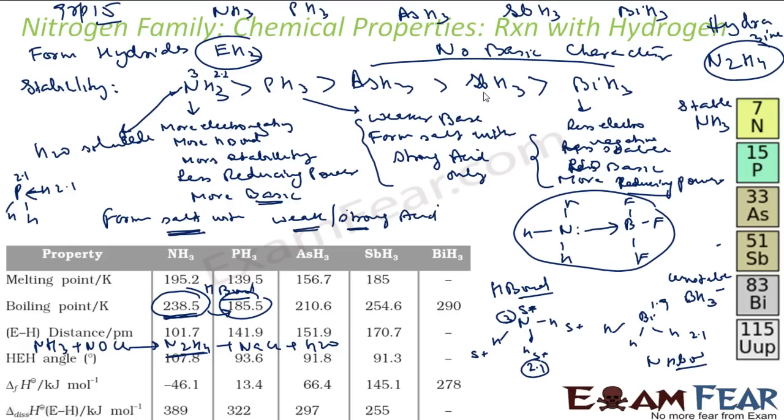In fact, they don't show any. PH3 also shows a little bit of basic character, but apart from phosphine and ammonia, the other hydrides don't show any basic character. Ammonia shows more basic character than PH3, and the special thing about ammonia is that it has hydrogen bonding. With that, its melting point, boiling point, everything is higher. If we talk about the melting point also, the melting point is higher.